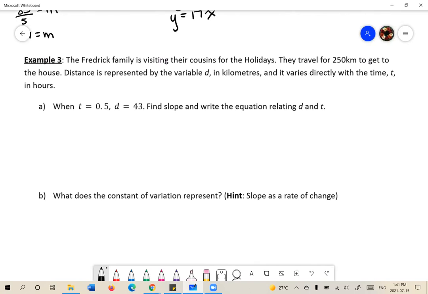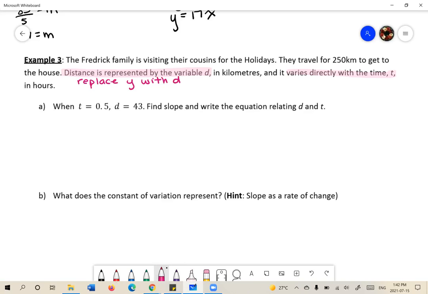Example 3. The Frederick family is visiting their cousins for the holidays. They travel for 250 kilometers to get to the house. Distance is represented by variable d. So instead of using variable y to represent distance, this time we're using variable d. So we're going to replace y with d. And varies directly with time, and there is the variable t there that we're going to represent time with.